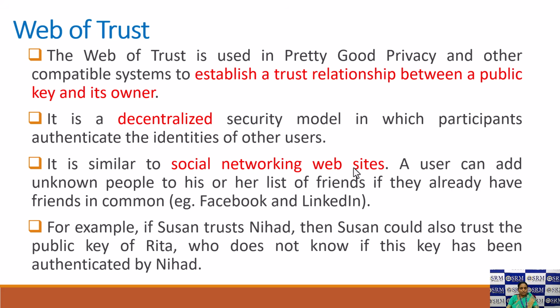For example, if Susan trusts Nihat, then Susan could also trust the public key of Rita, who does not know if this key has been authenticated by Nihat or not. But since Susan trusts Nihat, and Nihat's friend is Rita, in that way it goes. We trust the persons and start including them into our profile.